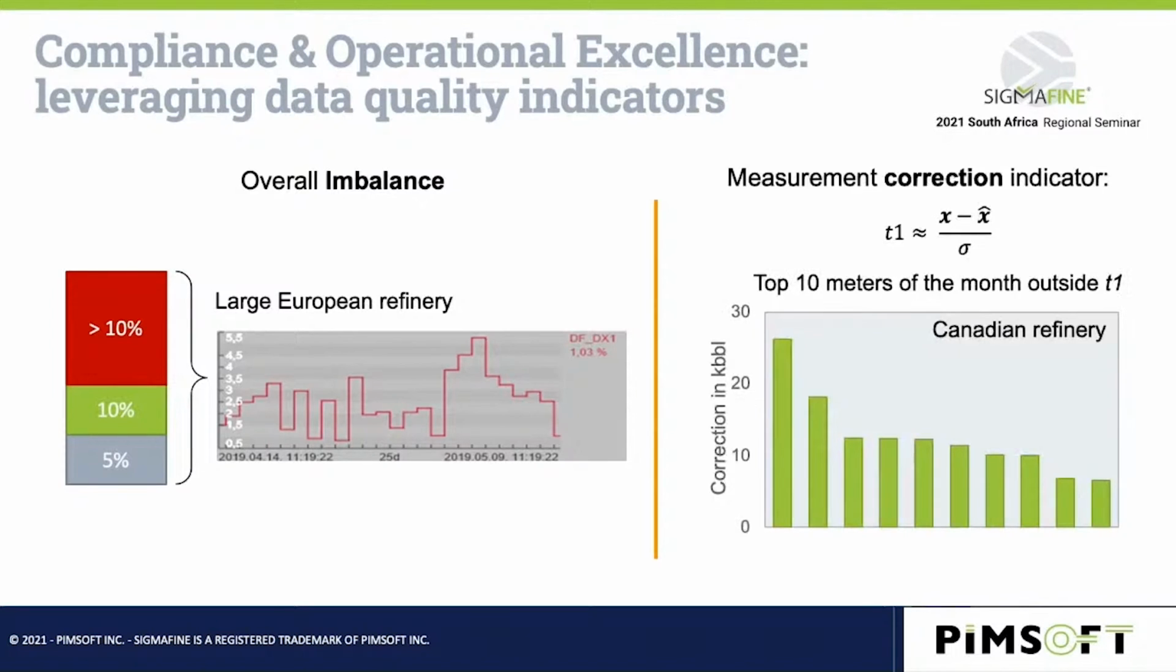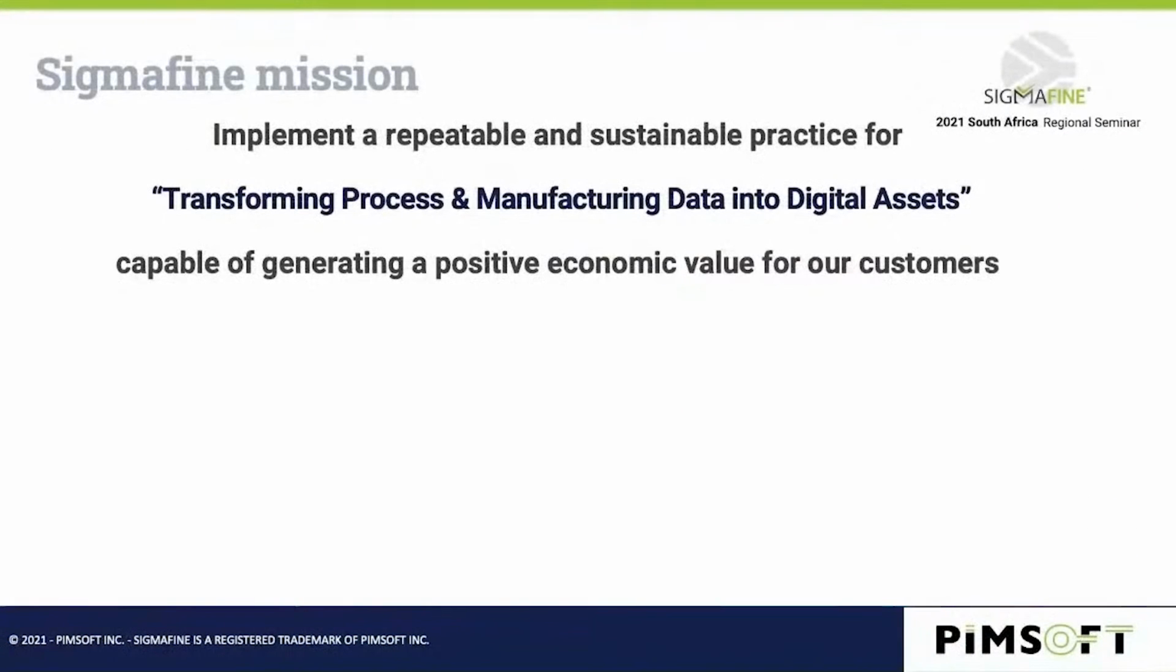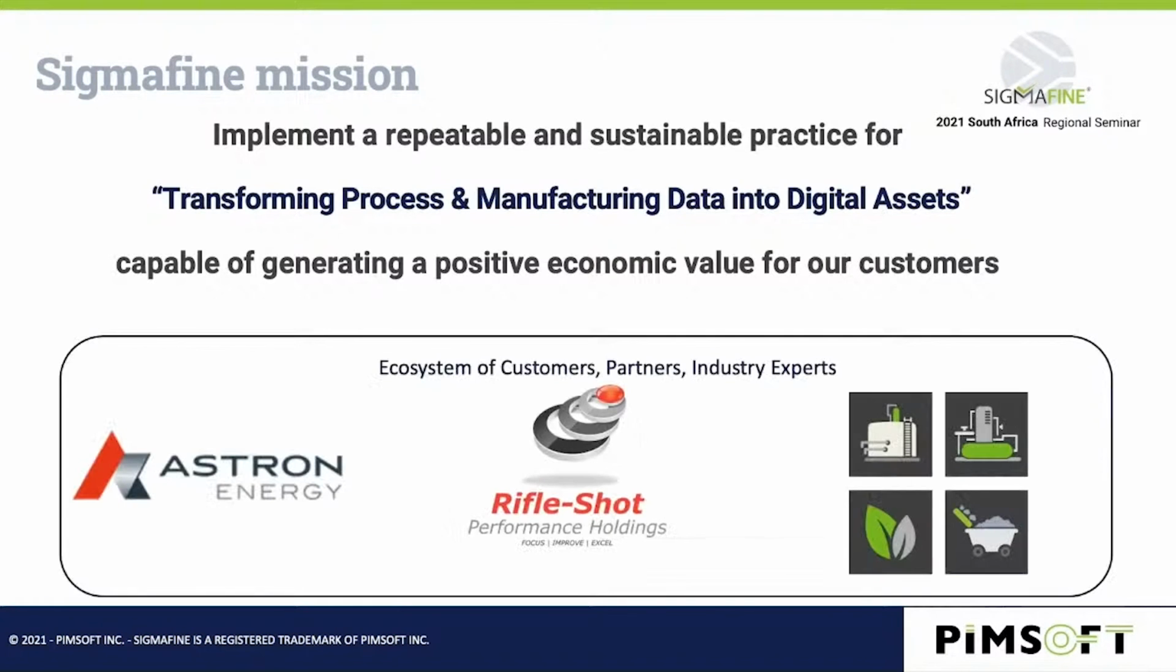Other indicators are generated per each piece of the measurement involved in the model. The measurement correction indicator is used to rank meters and provide an early detection of bad measurement to be put under investigation. So the capability of measuring our dataset is the foundation to be able to monetize the information gain we can obtain by transforming our data and put in place a sustainable practice of continuous improvement. With that, I would like to summarize again the Sigmafine mission, which is to implement a repeatable and sustainable practice for transforming process and manufacturing data into digital asset with the objective to create a positive economic value for our customer. We at Pinsoft are not alone in doing this.